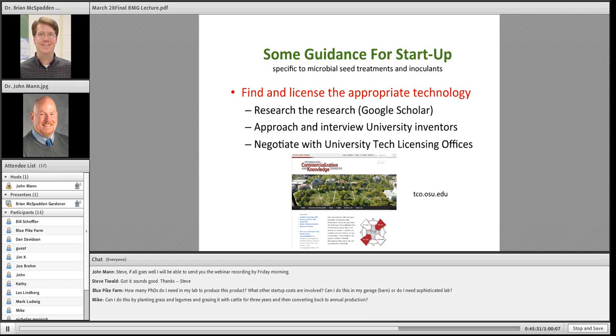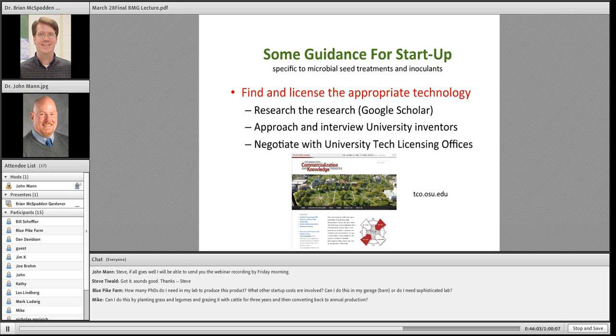But once you've decided which technology you want to approach, you need to look at both the university inventors as well as their tech licensing offices. And what I really recommend is that you talk first with the inventors so that you understand how much research and development has already gone on and whether or not there is additional research that's required to make it a useful and viable product based on the business model that you choose.